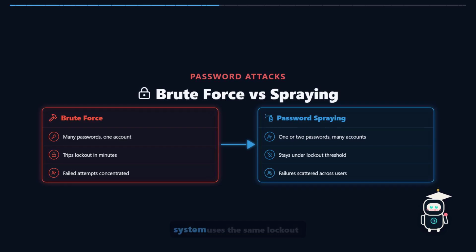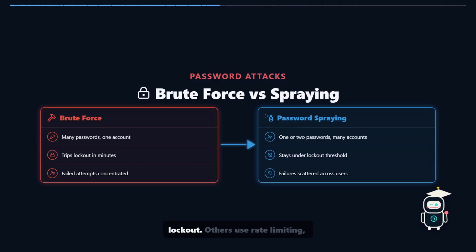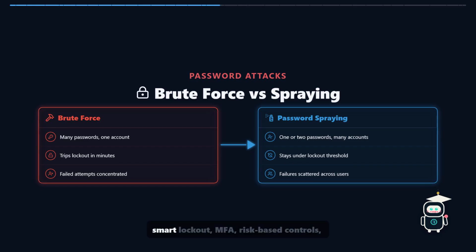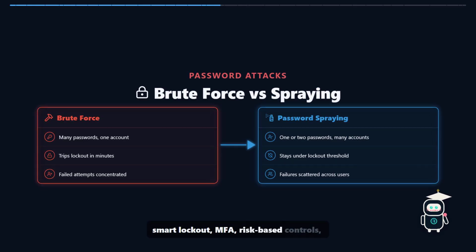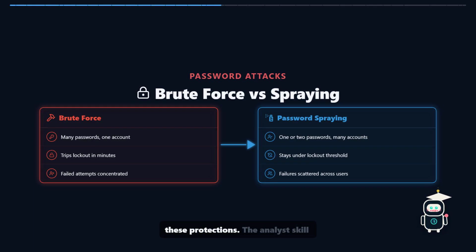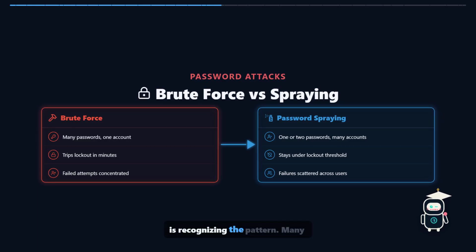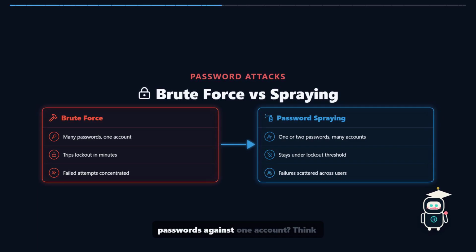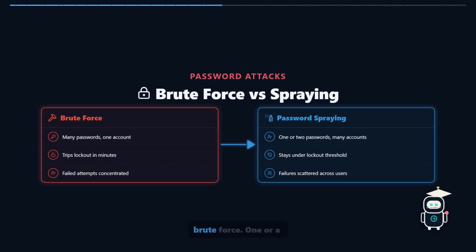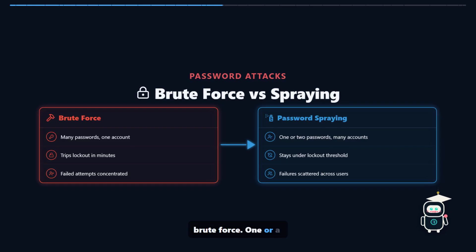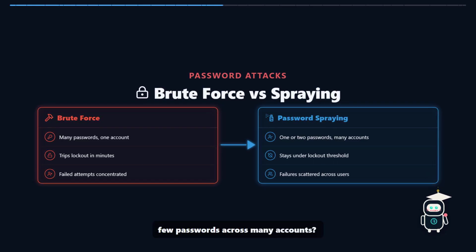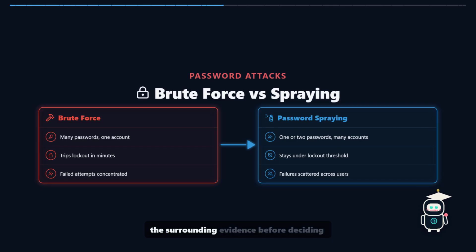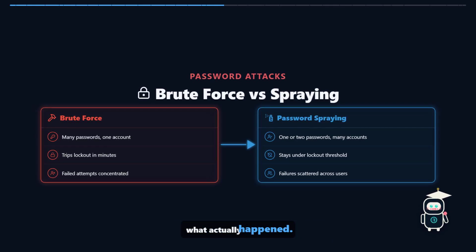And don't assume every system uses the same lockout behavior. Some environments use account lockout. Others use rate limiting, smart lockout, MFA, risk-based controls, IP restrictions, or combinations of these protections. The analyst's skill is recognizing the pattern. Many passwords against one account? Think brute force. One or a few passwords across many accounts? Think password spraying. Then investigate the surrounding evidence before deciding what actually happened.